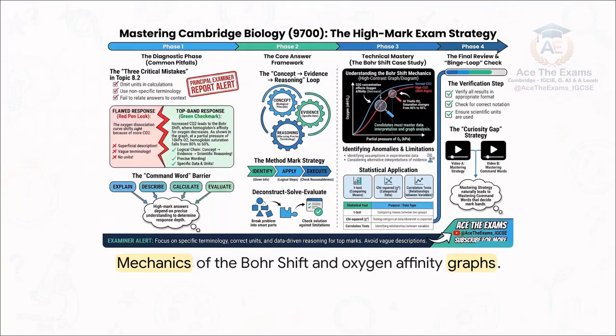Now, this brilliantly illustrates those mechanics. Looking at this high-contrast graph on screen, you can visually see the shift happening. Top mark answers have to explicitly state how the oxygen dissociation curve shifts to the right as carbon dioxide concentration increases. And they do this by pulling specific saturation percentages directly from the axes to prove their point.